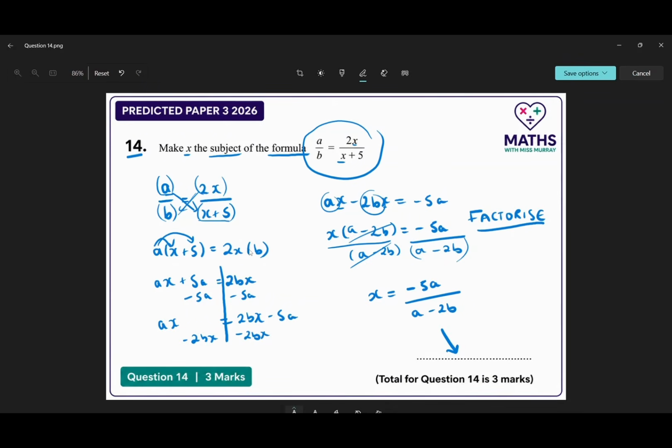So you'd get a mark here for cross multiplying and getting rid of your fraction. You'd then get a mark, I'd imagine, for either isolating x or for factorising, and then the last mark for the answer. There is an alternative to that if you've rearranged to the opposite side. Both answers are correct as long as you've rearranged it correctly. So that is question 14 for 3 marks.